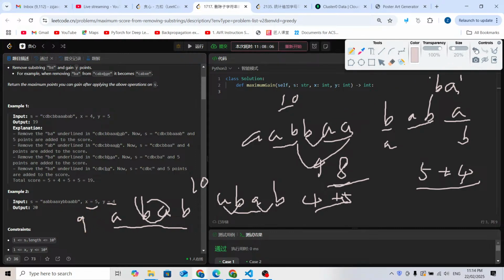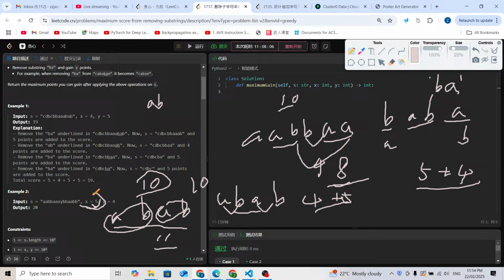It is not the best solution, but this will not happen because in our first pass we always remove the highest score, which is 5. We always remove AB first, and then we remove AB again. Then the string is empty, there's nothing left, and we already get a score of 10. So this is the greedy idea. If AB has the higher score, we always remove AB first. But if BA is the highest score, then in this example we always remove BA first, and after BA, we remove AB. I think the programming is really easy, but analyzing the problem is really difficult. So the idea is just a greedy idea.